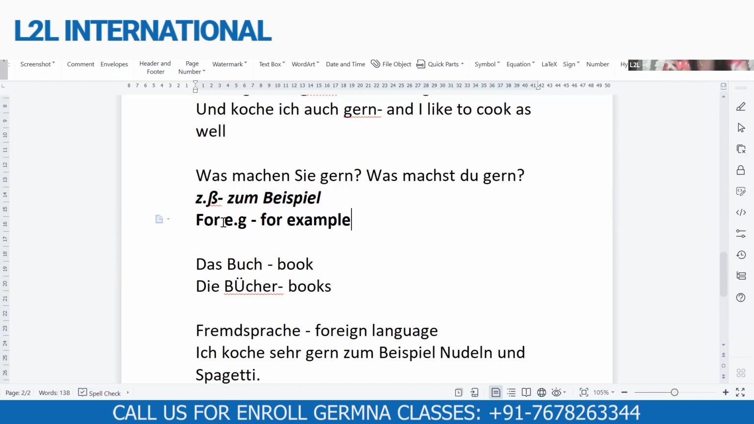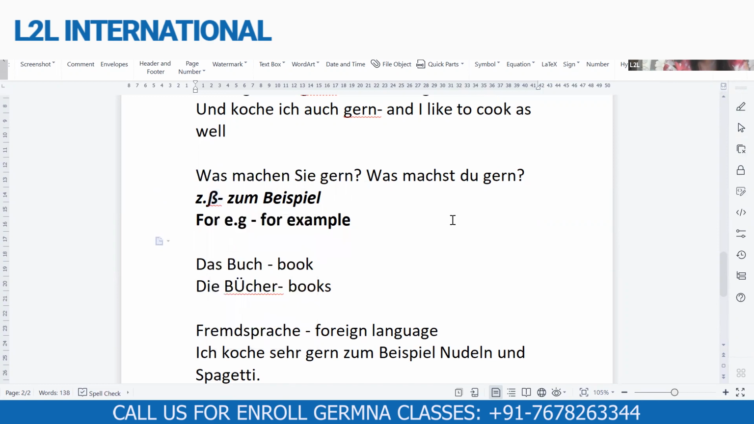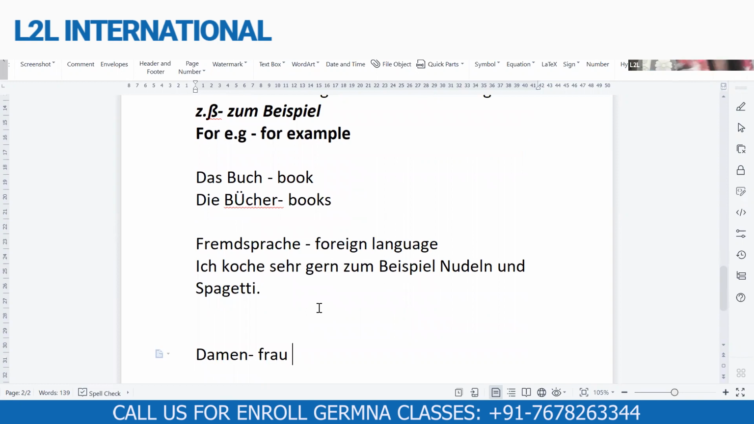In many places, if you see zum Beispiel, if you just write down this word in the dictionary, I don't know if you have got a dictionary with you or not, but I'll write it here and show you how exactly it works. So I'll write the word Damen in the dictionary, and the word that I get for Damen is ladies.